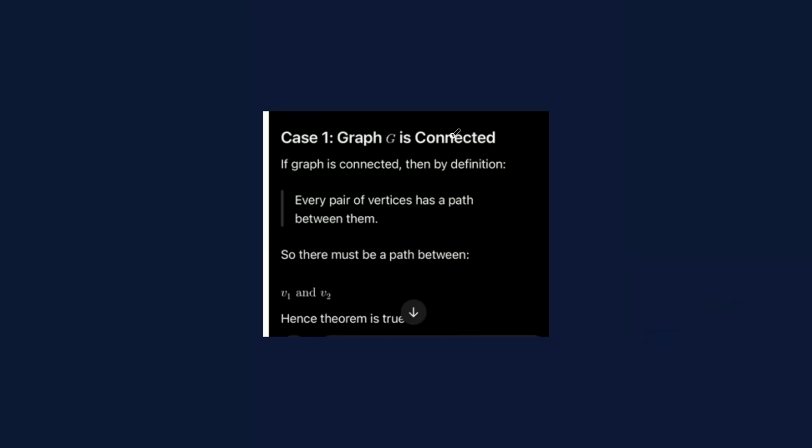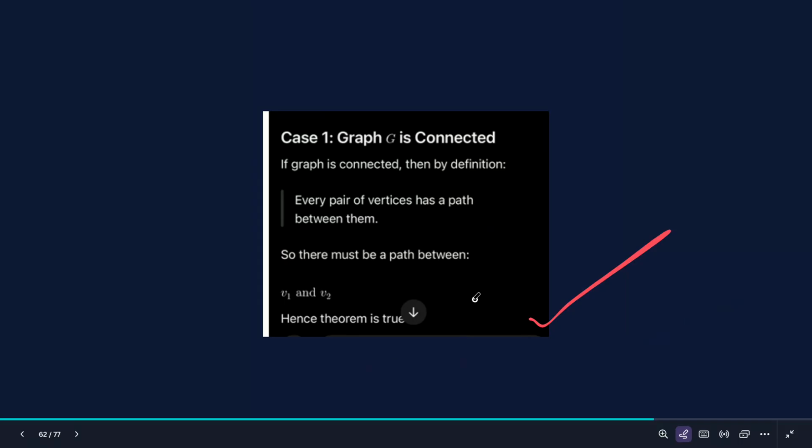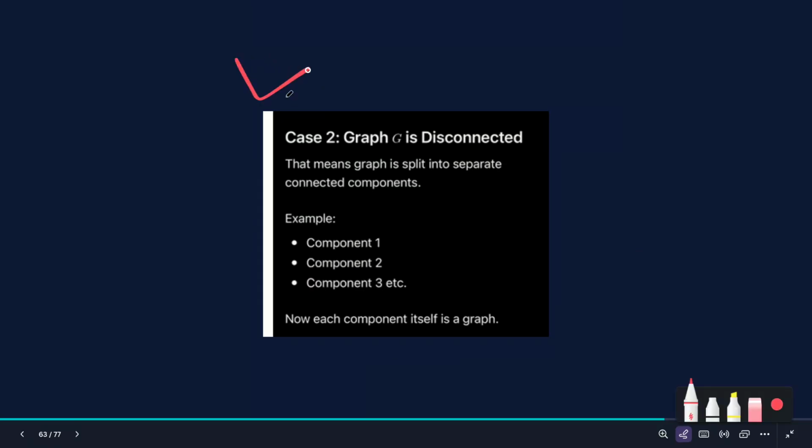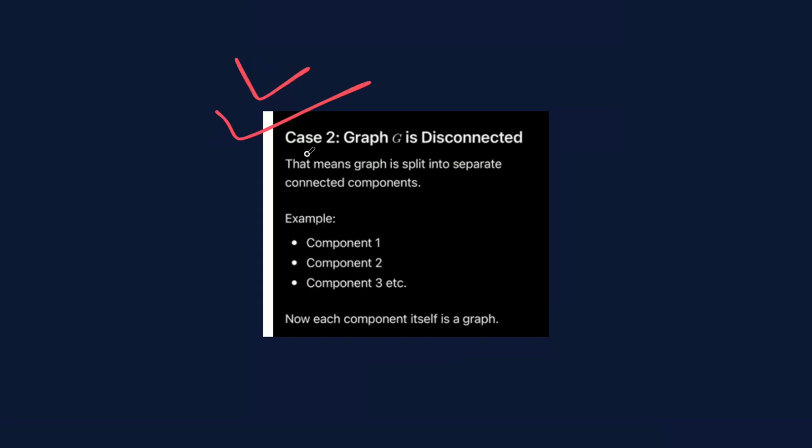Hence the theorem is true in this case. But the next thing is, what would happen if the graph is disconnected? If a graph is disconnected, then you can split this graph into, let's say, two components. That is two components we can split.